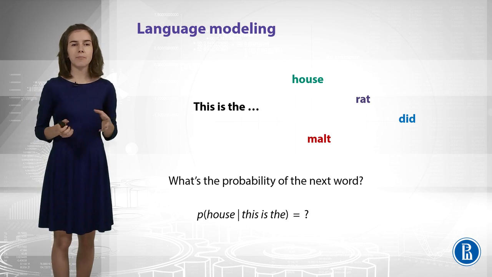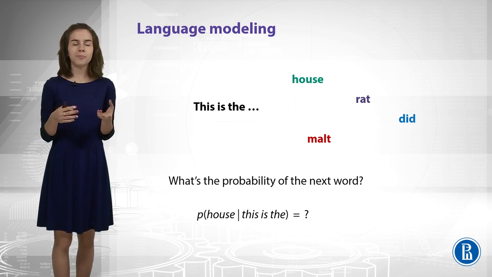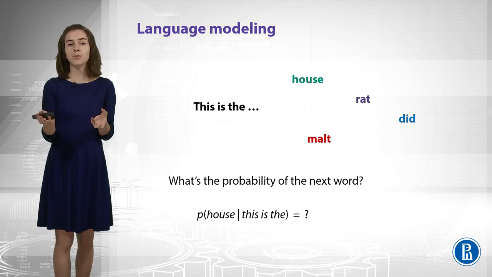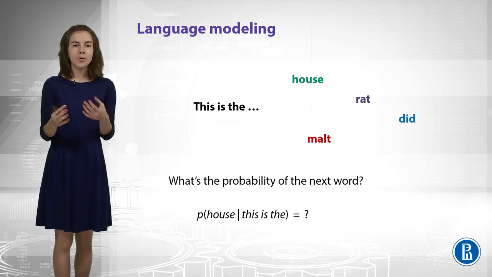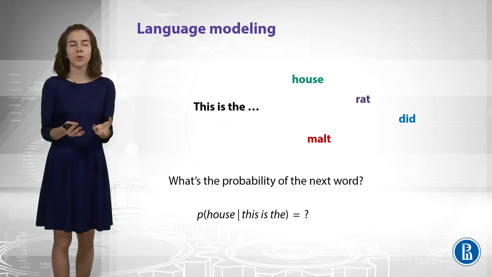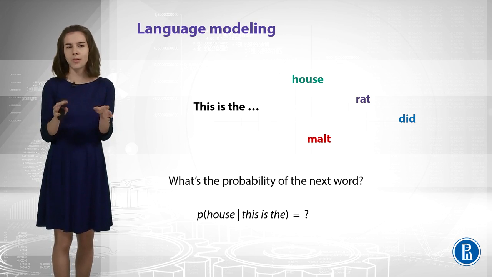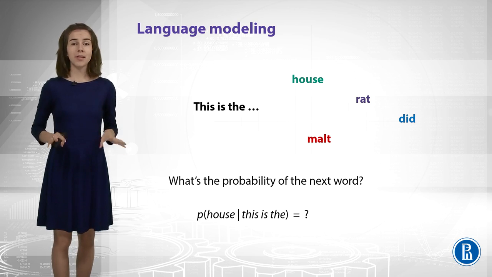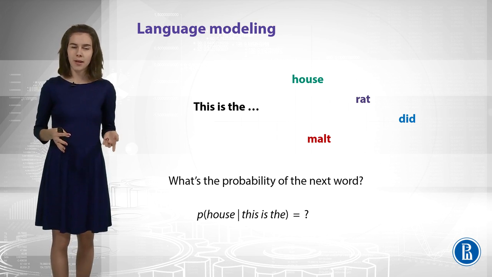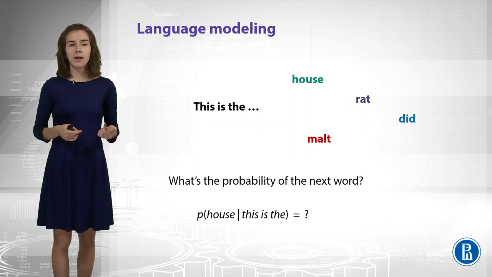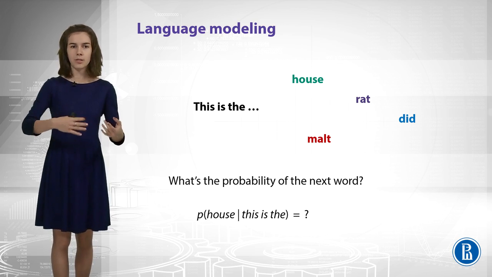Imagine you see some beginning of a sentence, like "this is the". How would you continue it? Probably as a human you know that "this is house" sounds nice, or "this is did" sounds not nice. You have some intuition. So how do you know this? Well, you have read some books, you have seen some texts, so that's obvious for you. Can we build similar intuition for computers? Well, we can try. So we can try to estimate probabilities of the next word given the previous words.